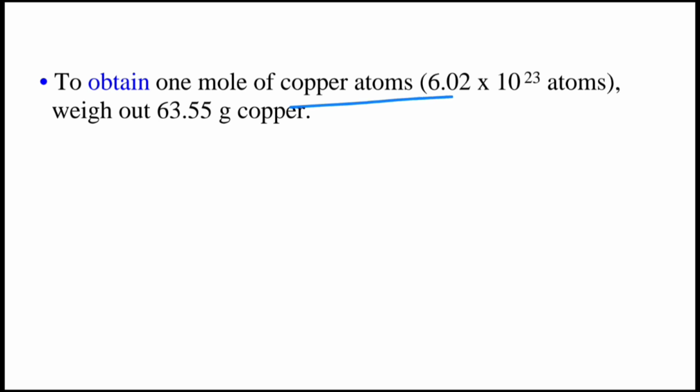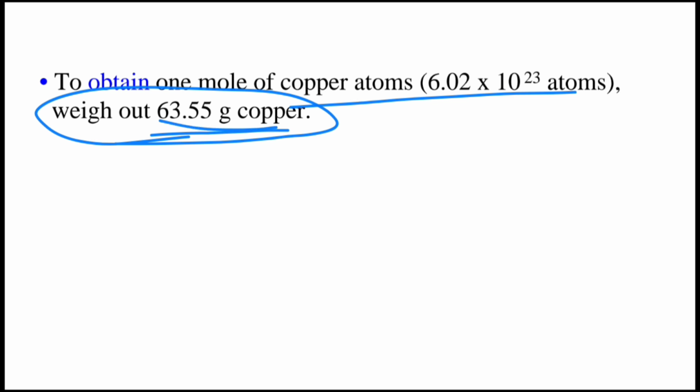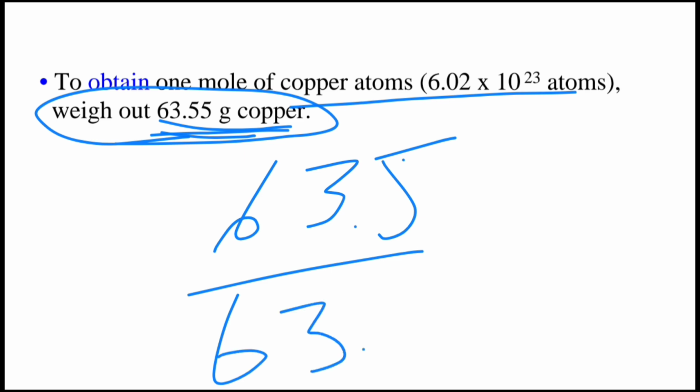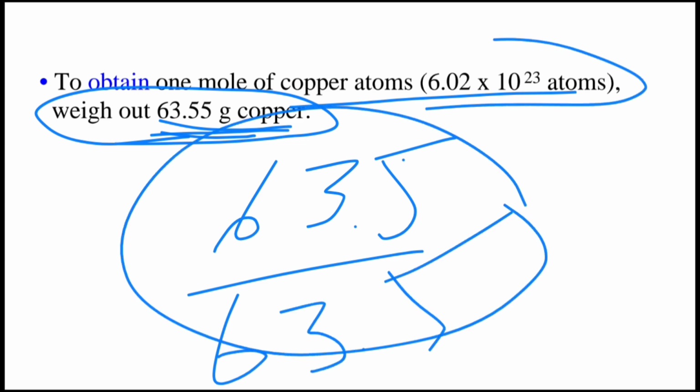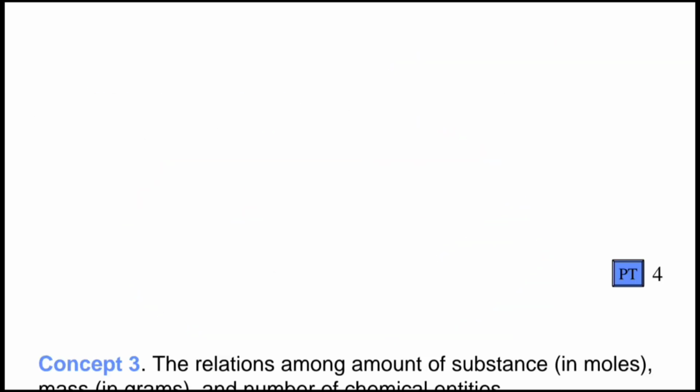To obtain 1 mole of copper, weigh out its molar mass. The atomic mass of copper is 63.5, so the molar mass is 63.5 grams, which is 1 mole and 6.02 × 10^23 atoms.